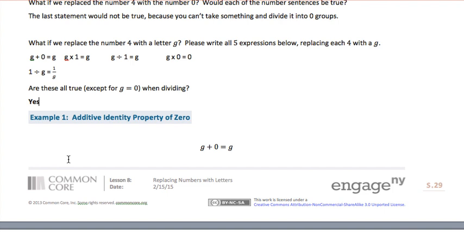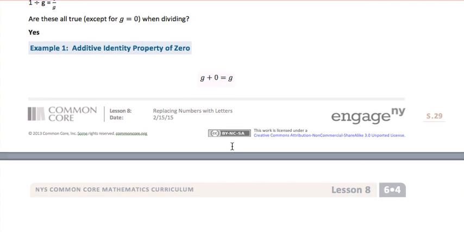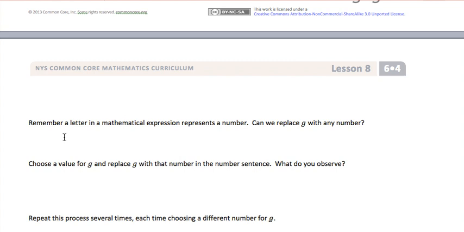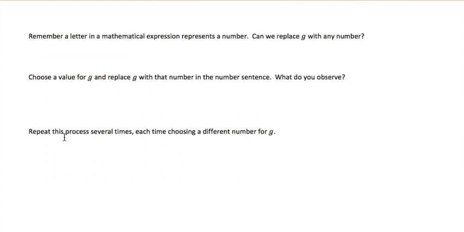The additive identity property of 0 says that if you add 0 to any number, you will still have that same number. It seemed really basic when we first learned it in elementary school, but now we're going to put it to better use in this module. Can we replace G with any number? Absolutely. Yes. G can be replaced with any number.